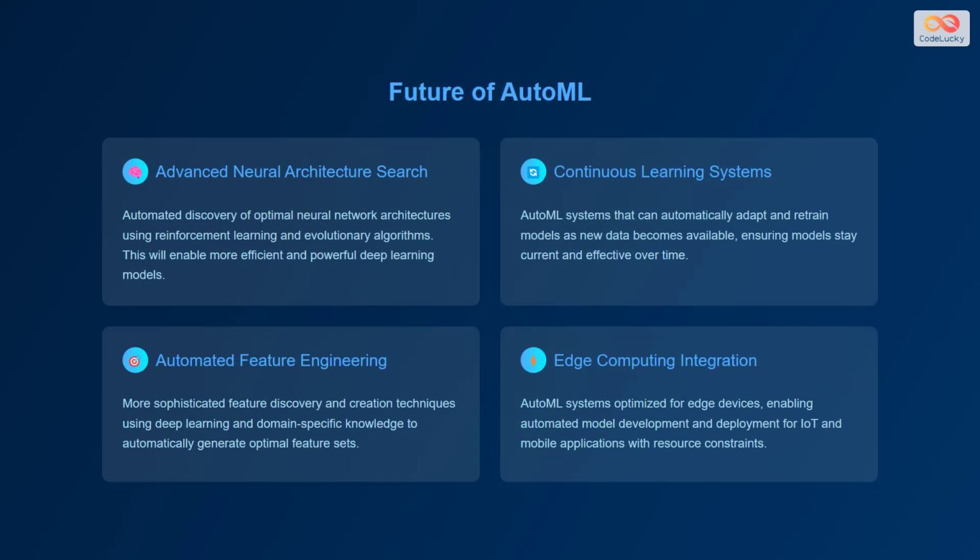Let's look at the future of AutoML. Expect to see more advanced neural architecture search, which involves the automated discovery of optimal neural network architectures using reinforcement learning and evolutionary algorithms. This will enable more efficient and powerful deep learning models.